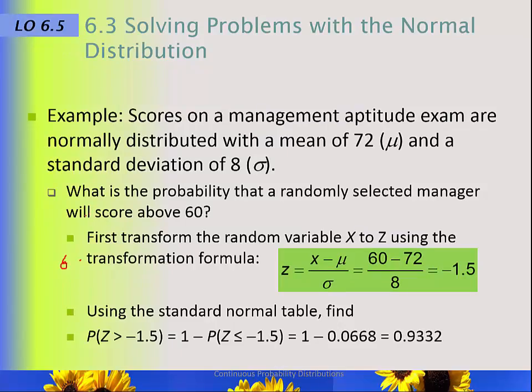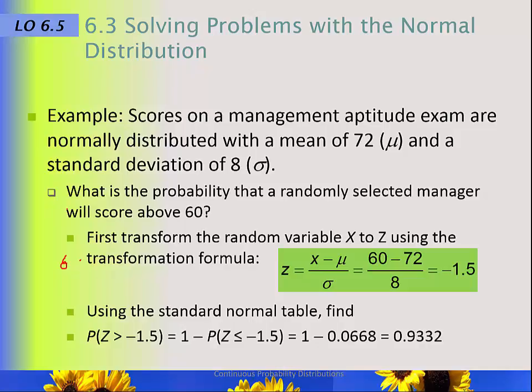Okay, so like I said, we're going to do this example here. Let's just imagine for a minute that we took some test in management aptitude, and we know that the management aptitude test is normally distributed with a mean of 72. Remember, the 72 is going to be right in the center of our normal distribution, and when it is transformed, mu will have, of course, the value of 0. And the standard deviation is going to equal 8.